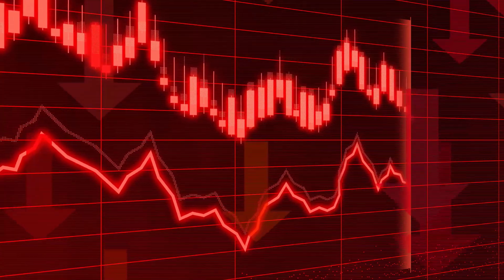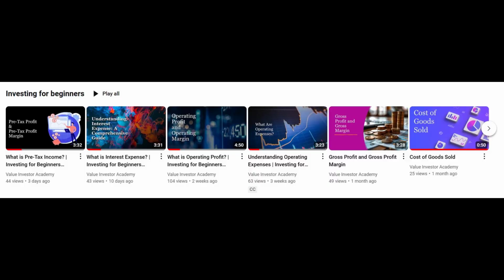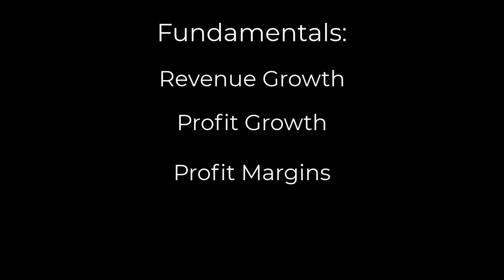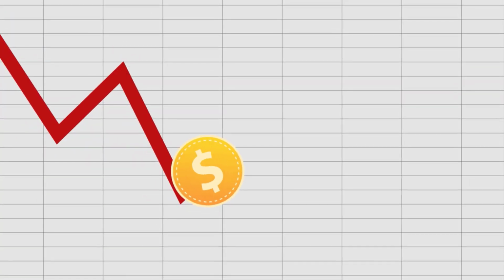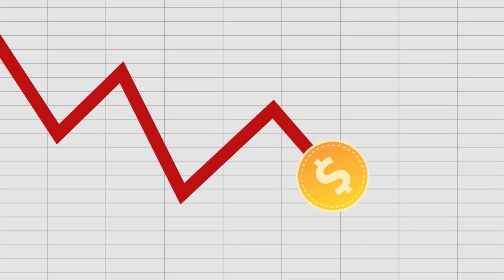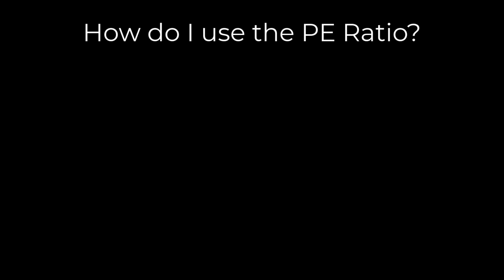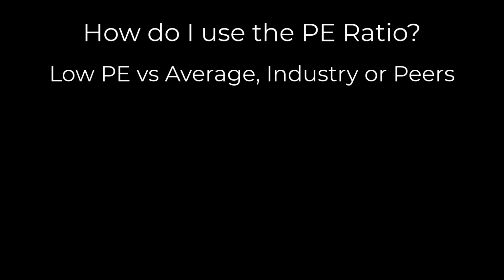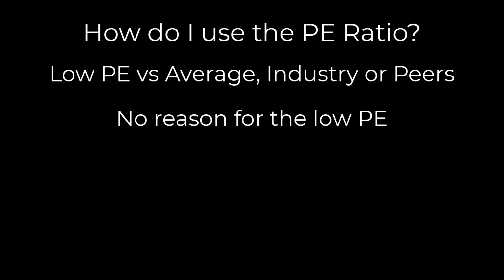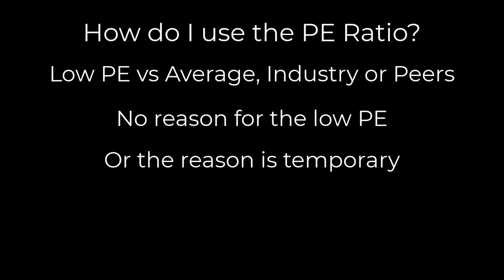What are these fundamentals I speak about? We've covered a few of them already in previous lessons, such as revenue growth and profit margins. If growth is slowing or margins are contracting, this is a good reason for the PE to be down, and probably not a good time to be buying. So how do I use the PE ratio? I look for companies that are trading at low PEs, whether that be low compared to its historical average or its peers, but have no apparent reason for doing so, or the reasons are temporary problems.